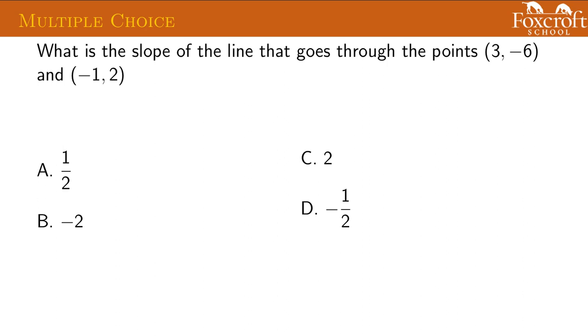And multiple choice question, all right, figure out the slope of this line that goes through 3, -6, and -1, 2. All right, so it's similar to the earlier examples where you need to use the formula, but use these points to figure out what the slope is.